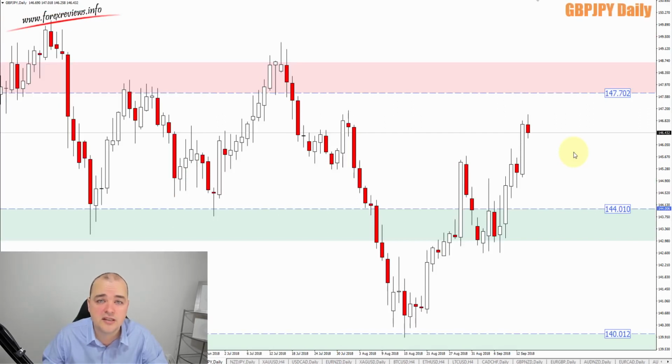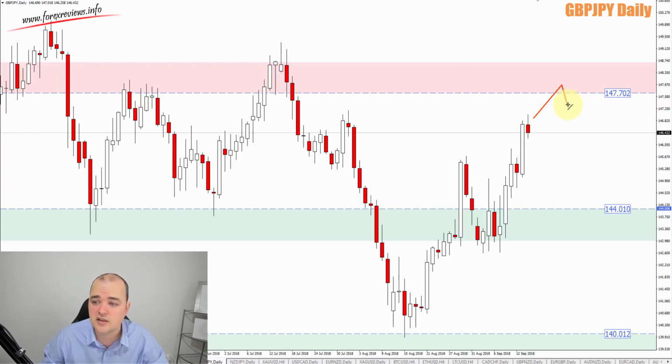Okay, the next pair to cover is GBP/JPY, and I'm on the daily chart. On GBP/JPY this week, what I'd like to highlight is the 147.70 zone area. This is a great long-term target area to the upside for all those people holding a buy trade on this market from the recent test of the 144 zone area. And it's also an area to the upside where I'm just looking for bearish evidence in this area.